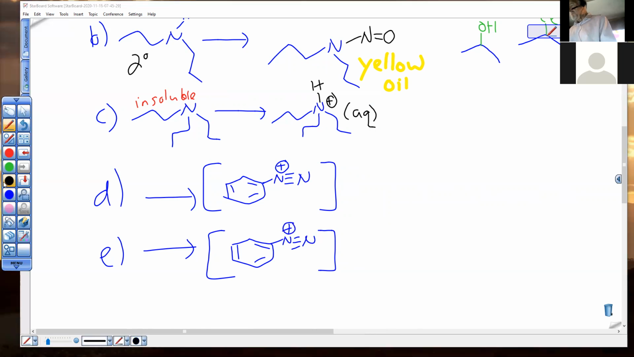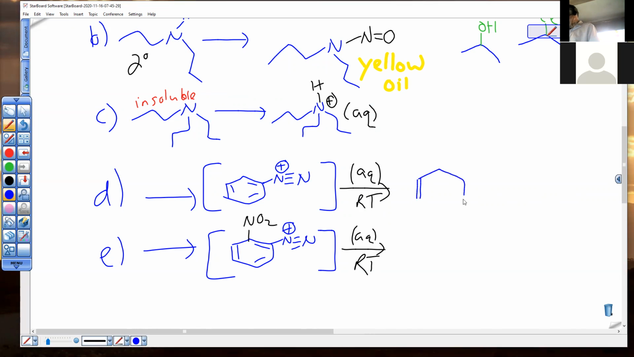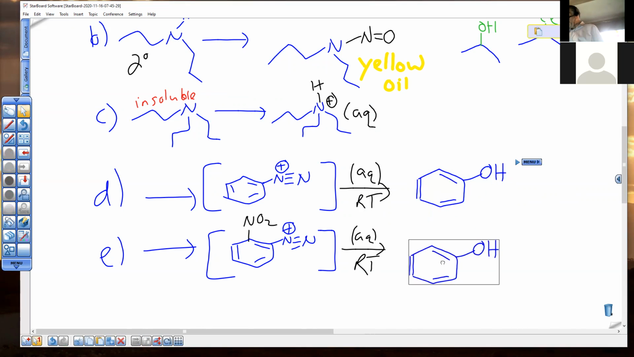And who remembers what happens if you let that warm up when water's present? Same result each time. You get a phenol. And in the bottom one, phenol, ortho-nitrophenol.